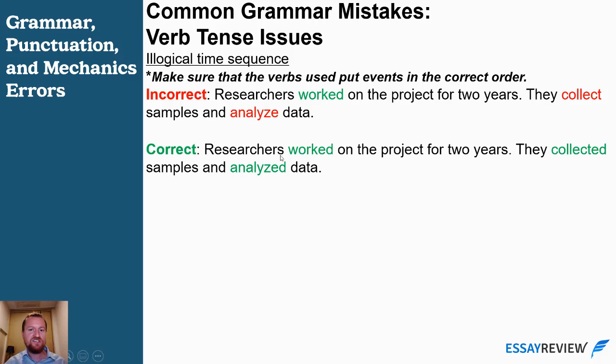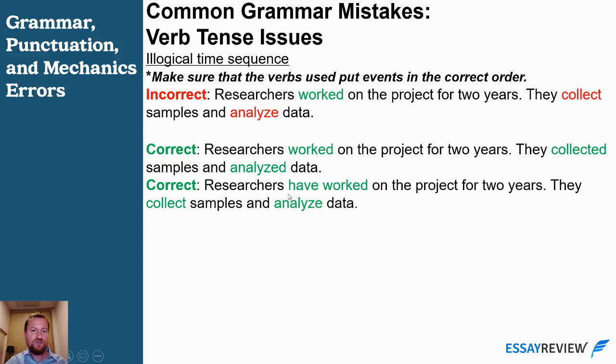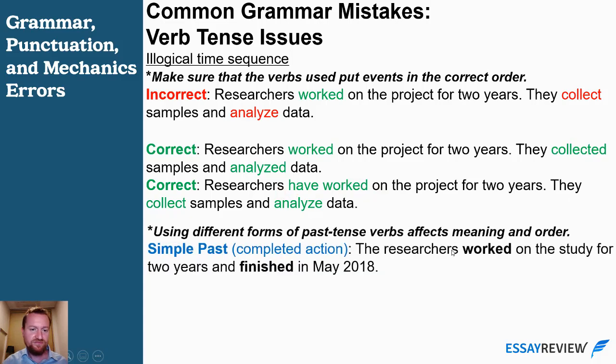So we want to be consistent with our time when we're working within the same plane of time. Researchers worked on the project for 2 years. They collected samples and analyzed data. Researchers have worked on the project for 2 years. They collect samples and analyze data, right? This tells us they're still working on the project.